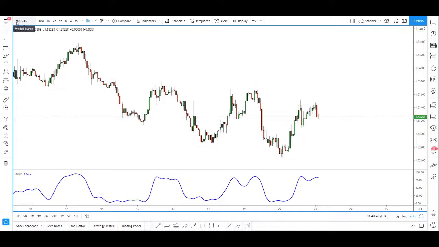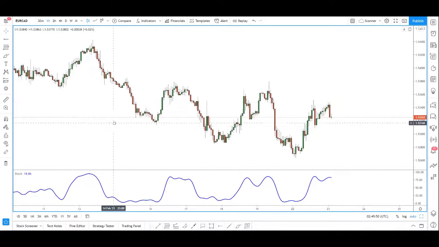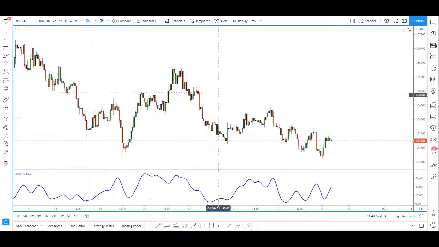For today's trade of the day, we will be looking at the Euro CAD. The Euro CAD has a very nice and very textbook style intraday configuration. Let's start off with the 4 hours first.